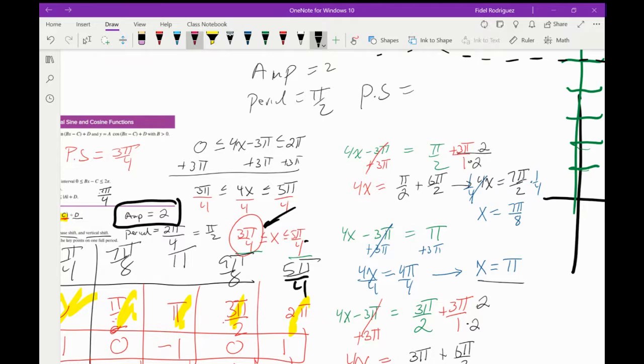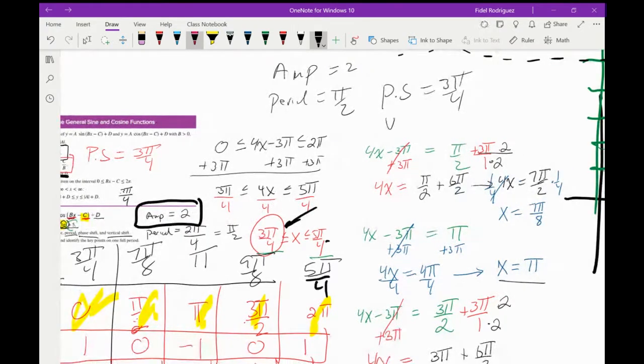Phase shift was 3 pi over 4. And what was the other one called? Vertical shift? Vertical shift was... and wait, what's about that?